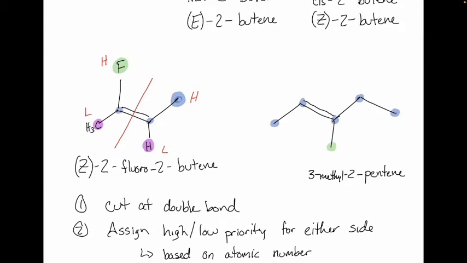Again, I'm going to chop at my double bond. I'm going to assign high and low priority on either side. Let's look at the left side first. What's my low priority group on the left side? All right, let's all make sure that we can see that there is a hydrogen here. And so that would be my low priority group, and this carbon is my high priority group.